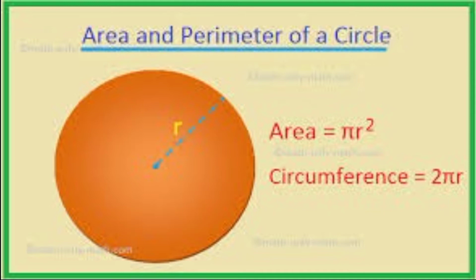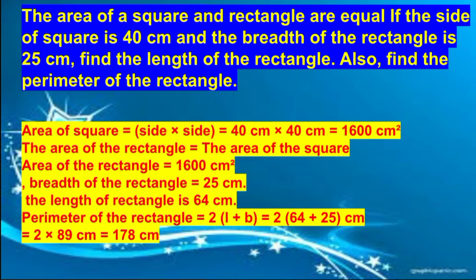So now let's jump to question bank. 3 simple questions. Not simple, surprise questions. The question says the area of a square and rectangle are equal. If the side of square is 40 cm and the breadth of the rectangle is 25 cm, find the length of the rectangle. Also find the perimeter of the rectangle.